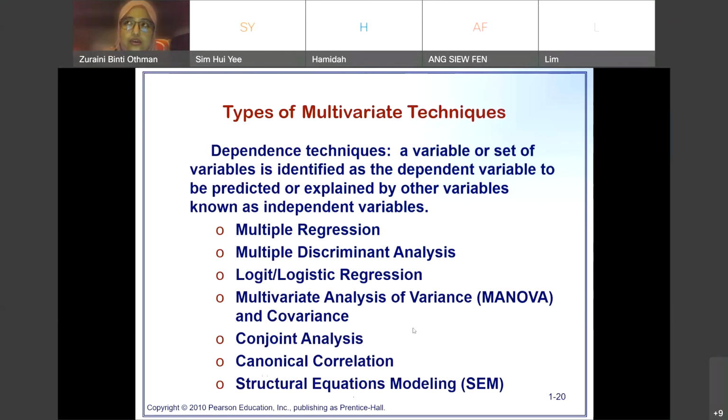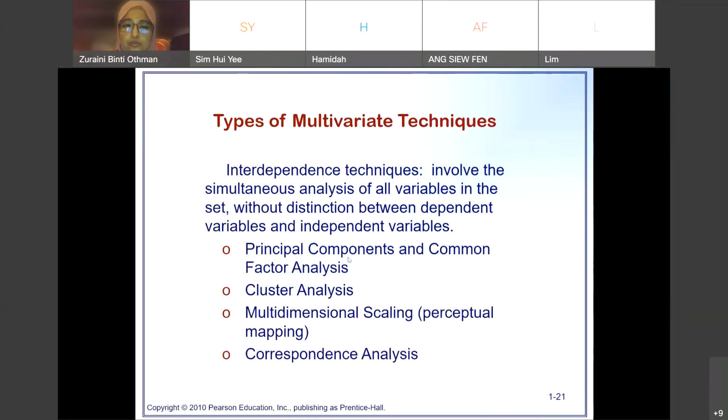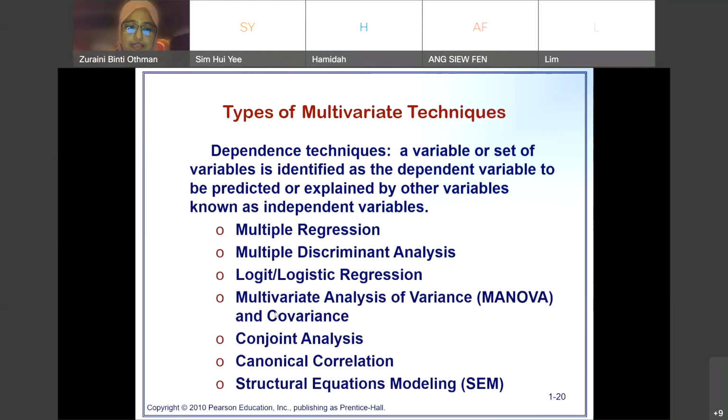Okay. For this kind of technique, for example, Dr. Fauzia will touch a bit on multiple regression, and something on PCA, for example, principal component and common factor analysis. We will not cover all, but we will introduce to you some of these techniques for the further class.